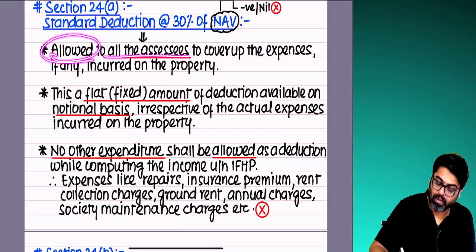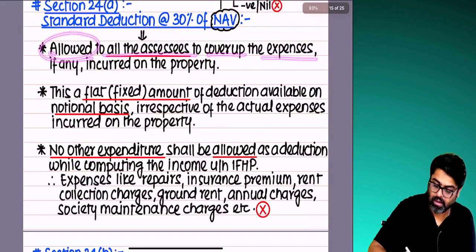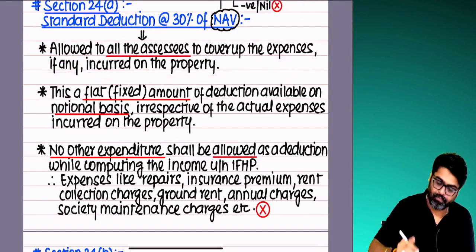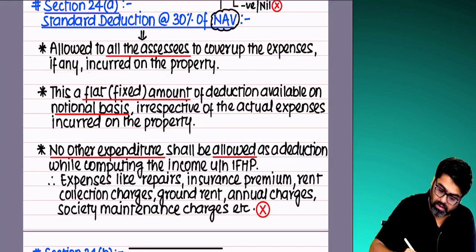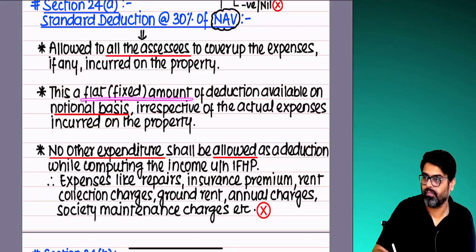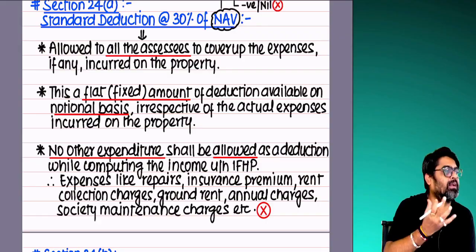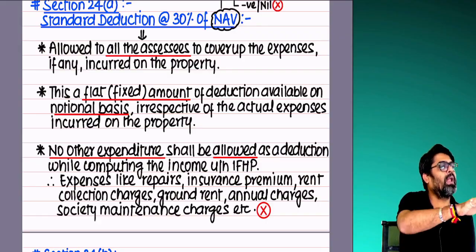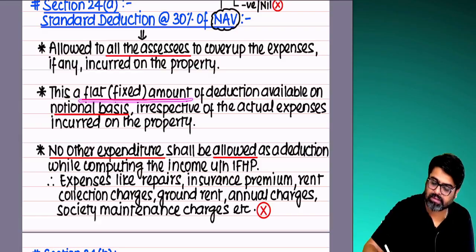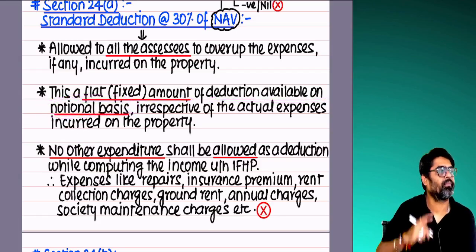Allowed to all the assessees to cover up any expenses incurred on the property. This is a flat or fixed amount. Hence it is known as standard. Standard means flat. Standard means fixed. Yes or no? This is a flat or fixed amount of deduction available on a notional, meaning imaginary, basis.